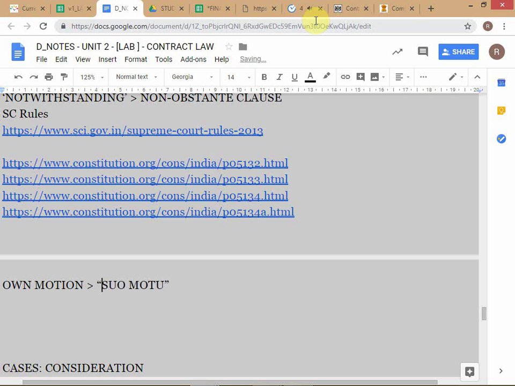So suo motu means some kind of event where the court is taking cognizance on its own motion, on its own, without anybody moving the court, without anybody petitioning the court or applying to the court for anything. The court is doing it on its own motion. Suo motu means on its own motion. You might hear this expression somewhere.